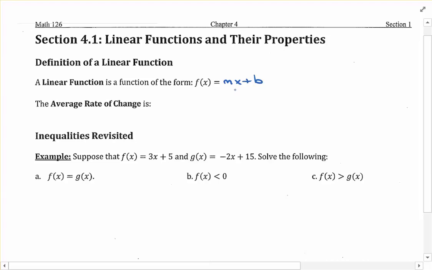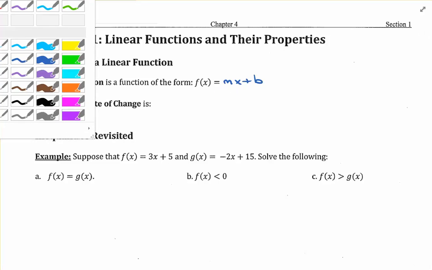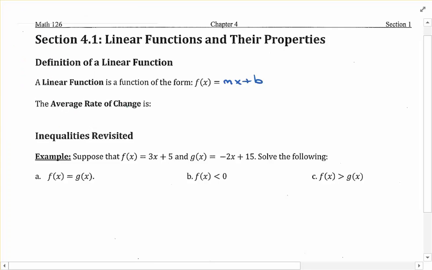All right. So in this section, though, we are only going to be working primarily with the slope-intercept form of a linear function. So that takes us to the next definition, which is the average rate of change. So this is verbiage you're going to see every now and then in the homework problems asking to describe or provide the average rate of change.